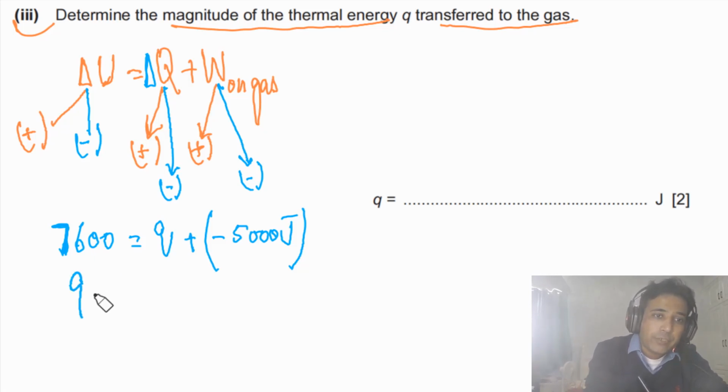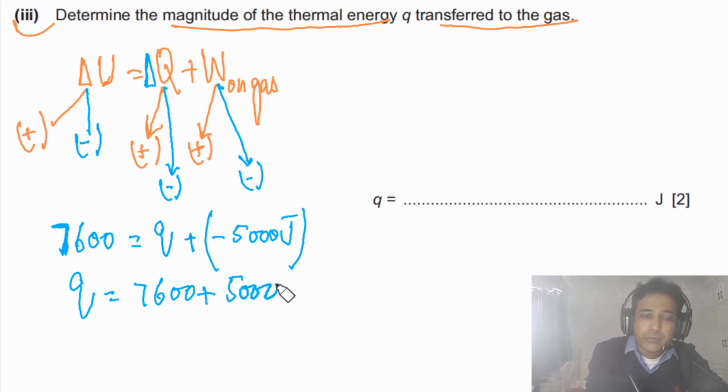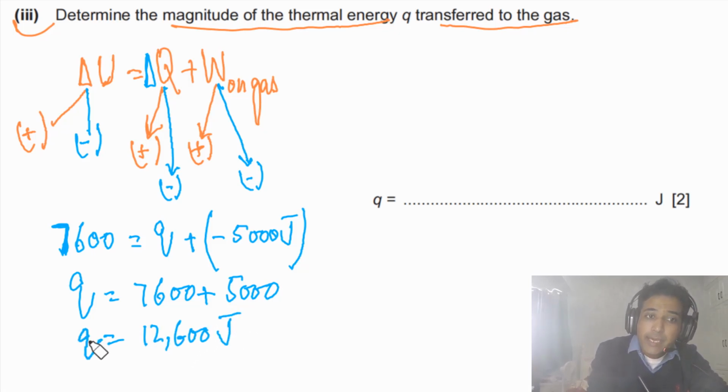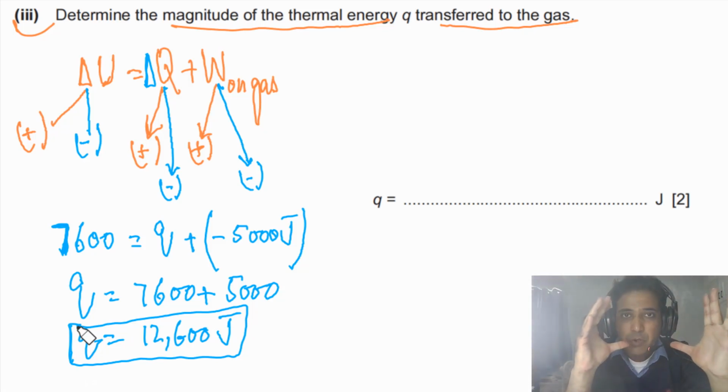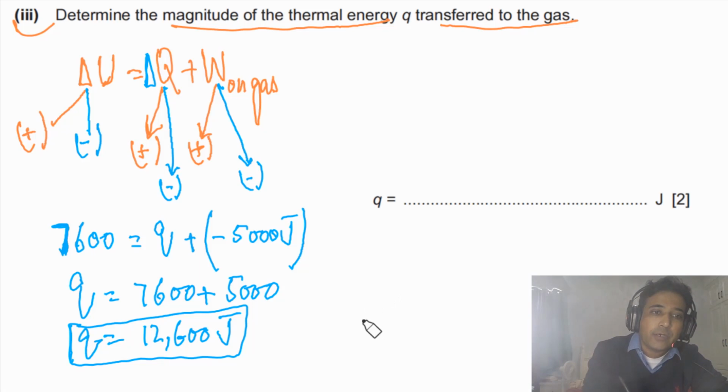So Q from here will be equal to 7600 plus 5000 joules. So the final answer is 12,600 joules. So this is how we can answer. When you do a question, try to understand what actually is happening and try to get a feeling about that. When you start feeling, it means you started to learn physics, you started to understand physics. So the answer for this question is 12,600.